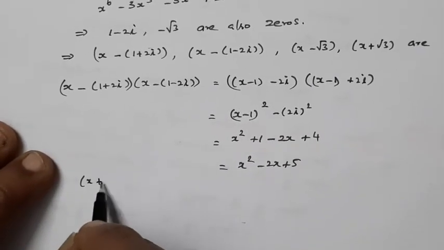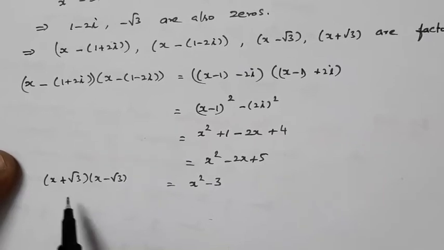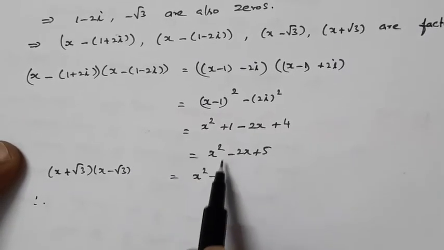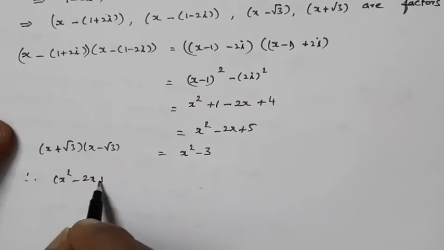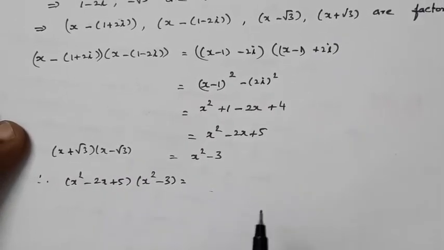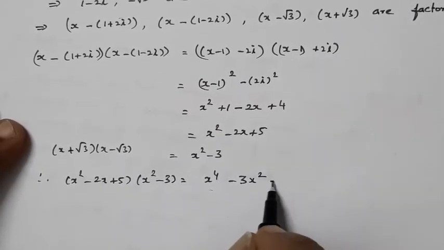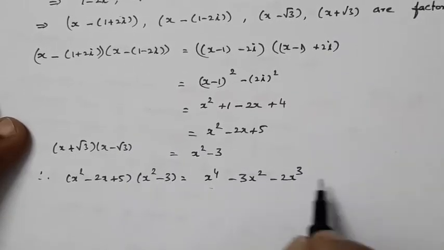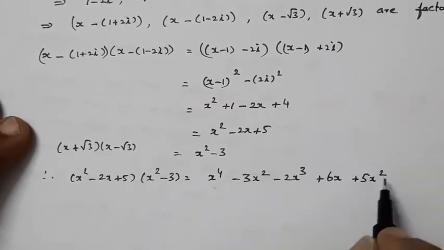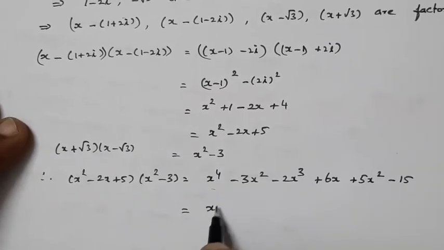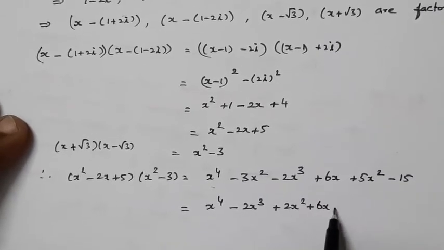And then x plus root 3 into x minus root 3. The product of these two factors is x squared minus 3 using the identity a plus b into a minus b. Therefore, let us multiply these two quadratics to get the product of all the four factors. So, x squared minus 2x plus 5 into x squared minus 3 equal to x to the power 4, then minus 3x squared, then minus 2x into x squared is minus 2x cube, then minus 2x into minus 3 is plus 6x, then plus 5 into x squared is plus 5x squared, then plus 5 into minus 3 is minus 15, that is x power 4 minus 2x cube, then plus 2x squared plus 6x minus 15.